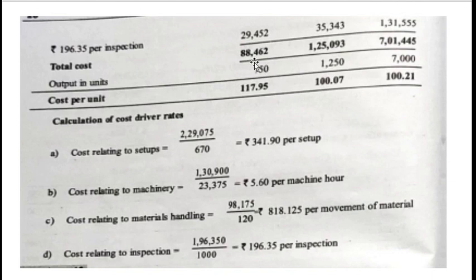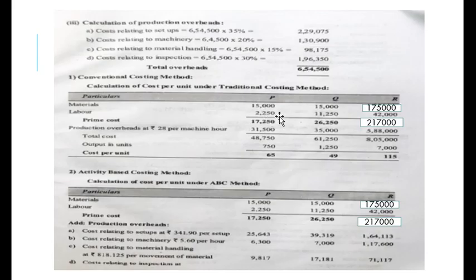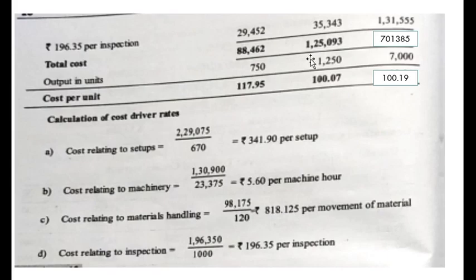Now we will add up all your prime costs with all your overheads. You will be getting 88,462 for P, and for Q you will be getting 1,25,093. Then for R the total cost we have got is 7,01,385. With that we need to divide by the number of units for all the products. The total number of units is 750 for P, for Q it is 1,250, and for R it is 7,000.